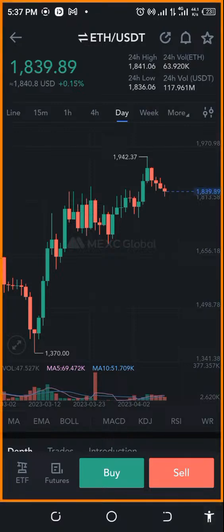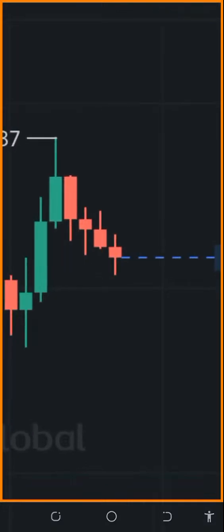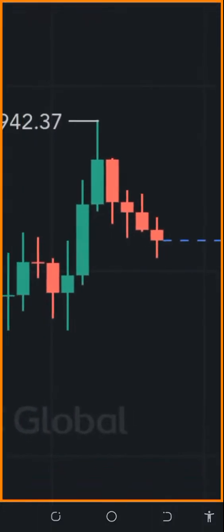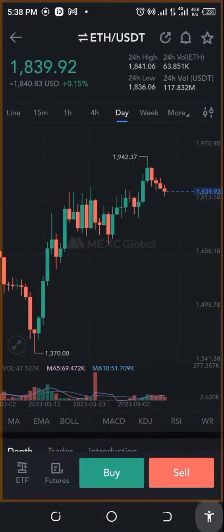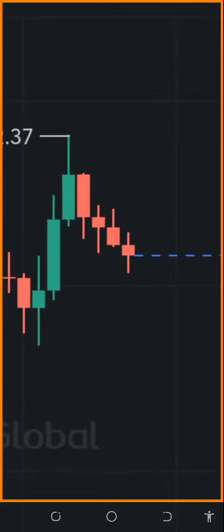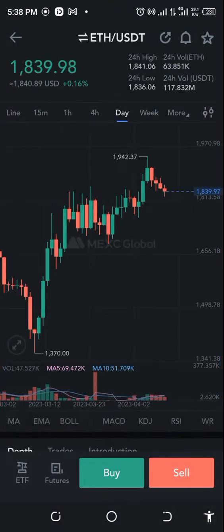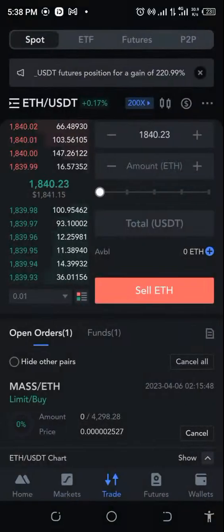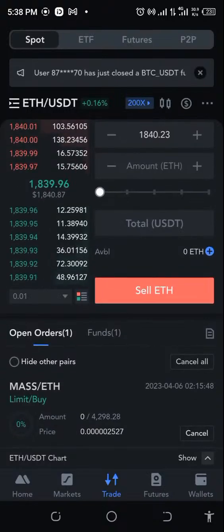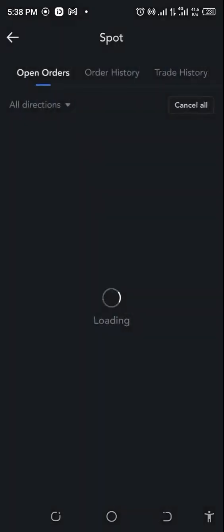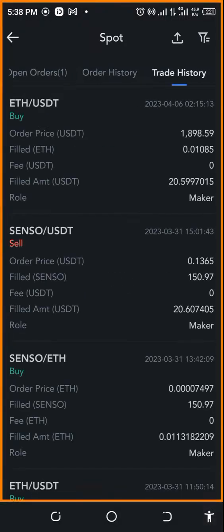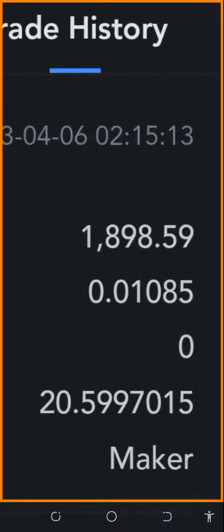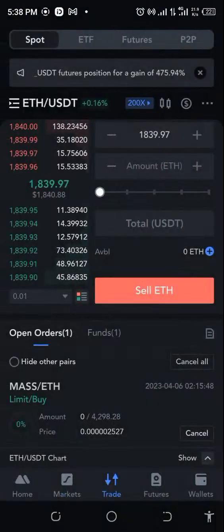As you can see here, this is the 1 day chart, and for the past 3 days, ETH has been going down, right? Because of that, I bought ETH at 1,898, almost 1,899, as you can see here. So right now the value of ETH has gone down.